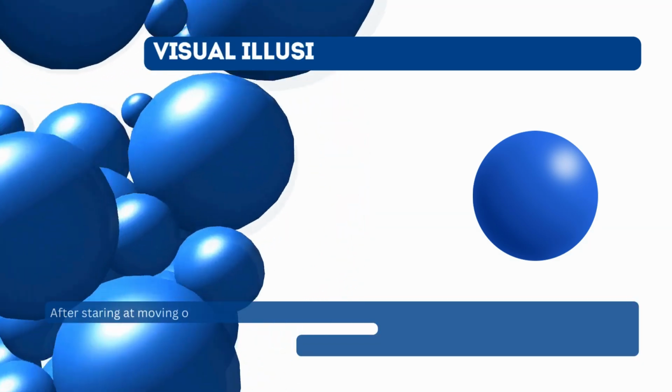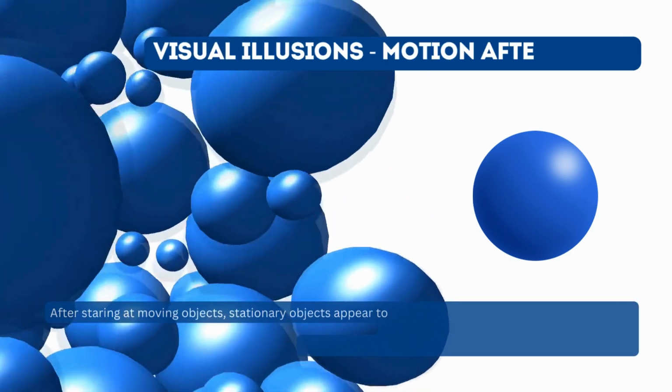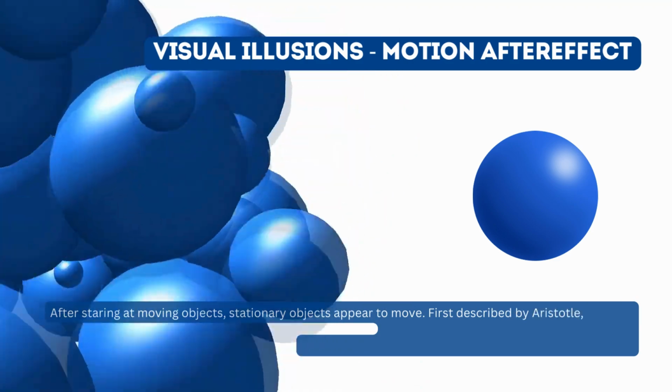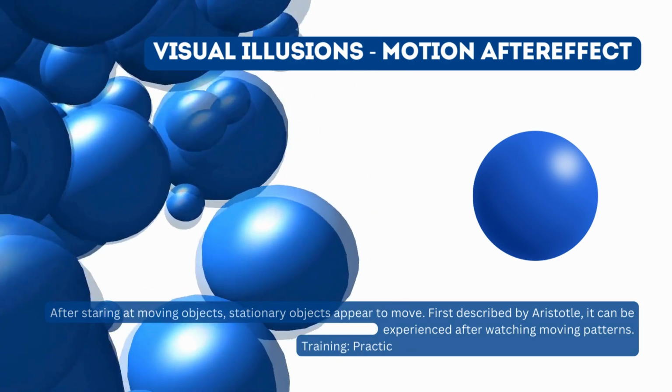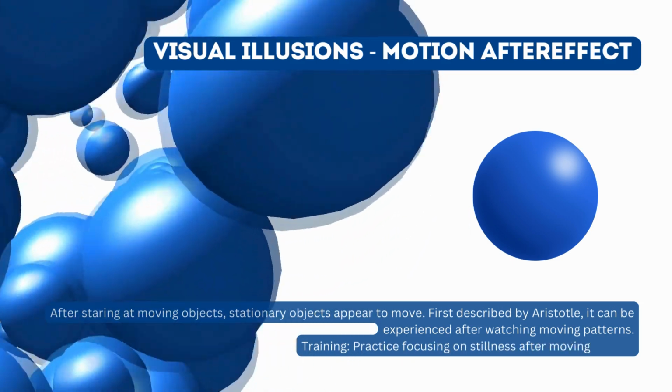Motion aftereffect. After staring at moving objects, stationary objects appear to move. First described by Aristotle, it can be experienced after watching moving patterns. Training. Practice focusing on stillness after moving stimuli.